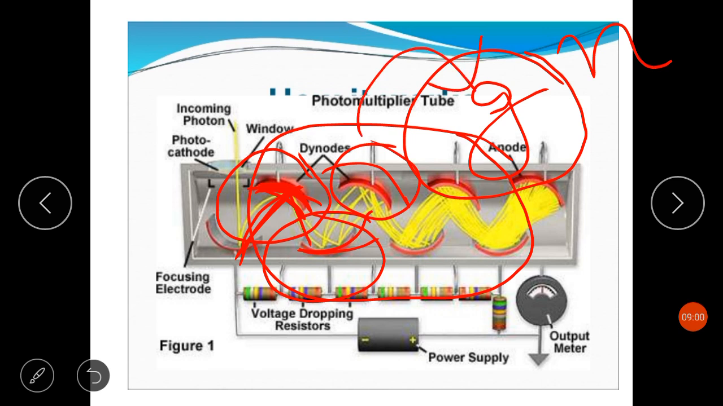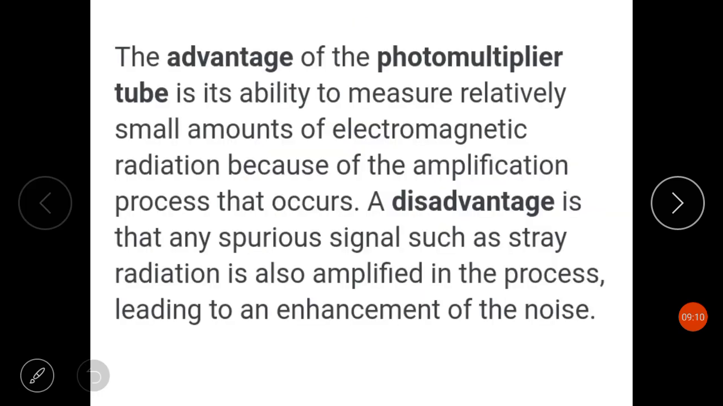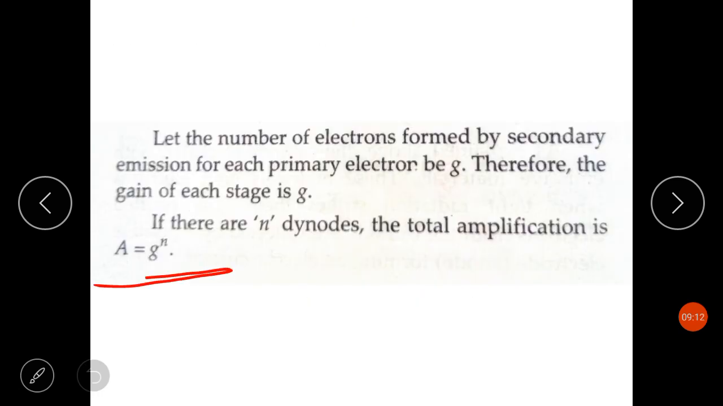And when n diodes are used in the photomultiplier tube, the total amplification of the photomultiplier tube will be G to the power n. The total amplification of the photomultiplier tube is G to the power n, where G is the amplification of each stage of diode and n is the number of diodes used in the photomultiplier tube.